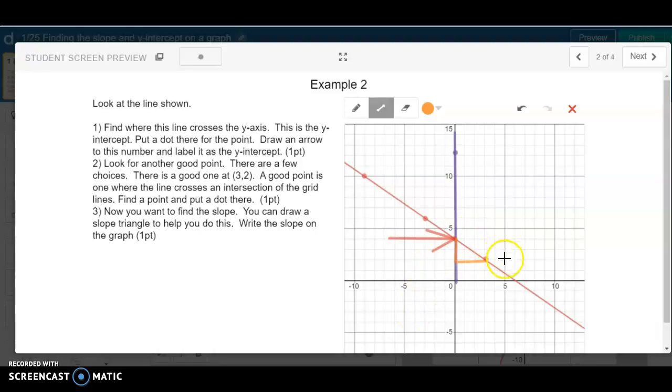Notice I'm going down. Okay, so to get to the next point, I have to go down. Same thing here. I would have to go down, right? And then over to get to the next point. Okay, so that's a negative slope. So I'm going down 2. So my slope is going to be a -2, right? And then I go down 2, and then I go 1, 2, 3 over. Okay, so that's how I find my y-intercept and my slope for that.